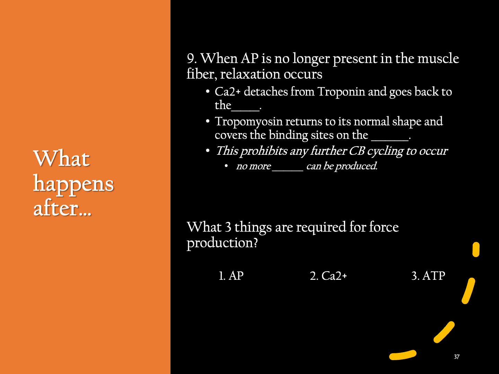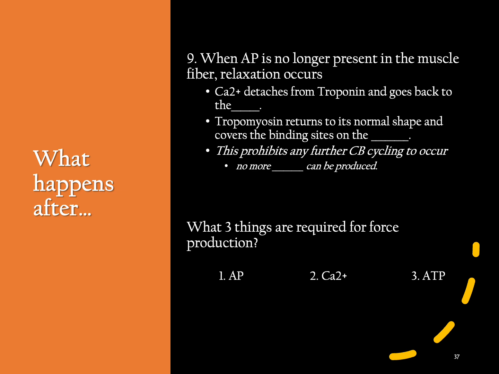So relaxation is brought about by the return of actin and myosin filaments to their unbonded states. So when action potential is no longer present in the muscle fiber, relaxation occurs. Calcium detaches from troponin and goes back to the sarcoplasmic reticulum. The tropomyosin returns to its normal shape and covers the binding sites on the actin. This then prohibits any further cross-bridge cycling from occurring, so no more force can be produced.